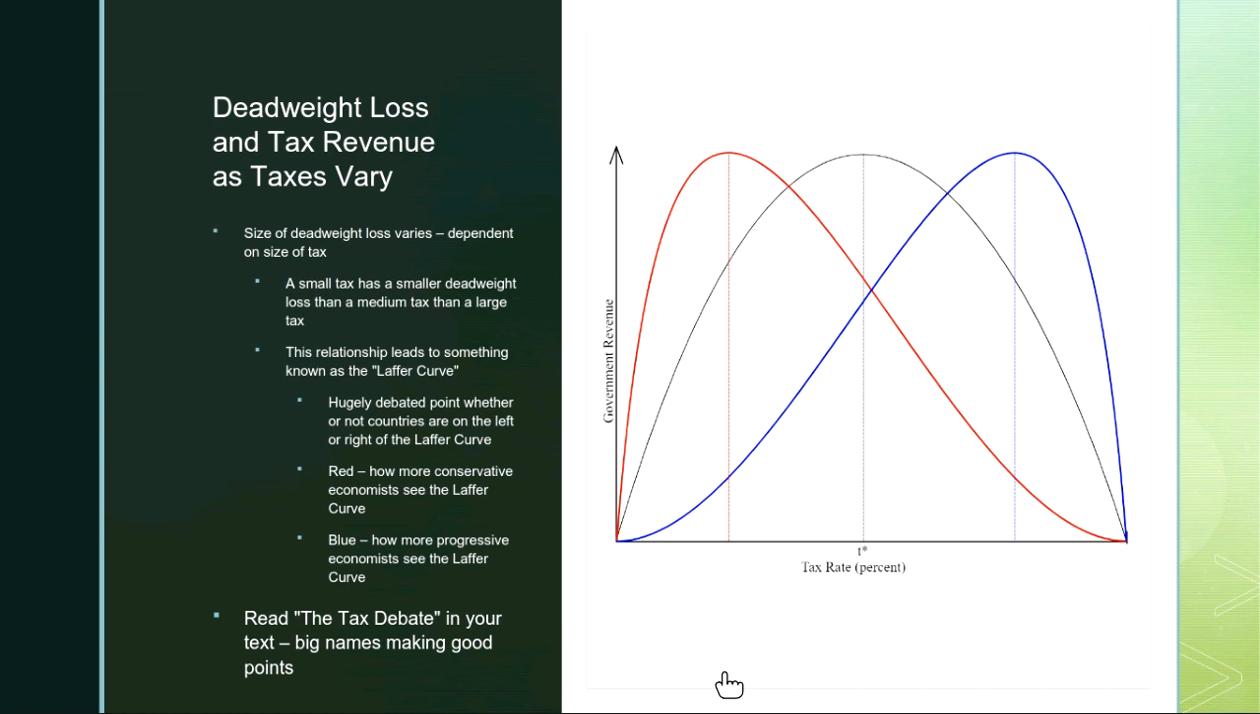However, if your markets are very elastic and you institute a tax, that means you can distort the market significantly and you can actually garner much less tax revenue because you had a significant impact on the elasticity of the market. Dead weight loss and tax revenues vary. And so the size of the dead weight loss is dependent on the size of the tax. A small tax has a small dead weight loss, then a medium tax and a large tax. And this relationship leads to something that we call the Laffer curve.